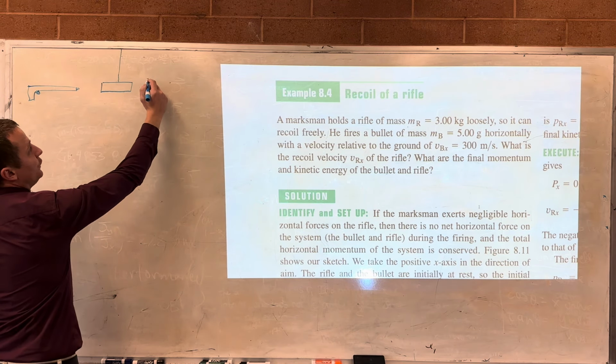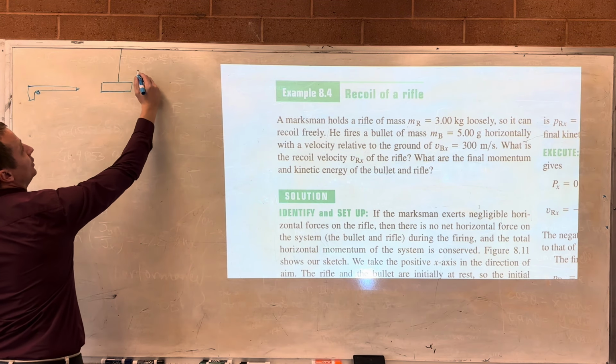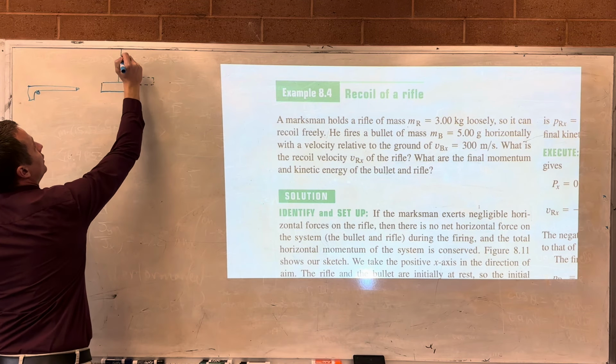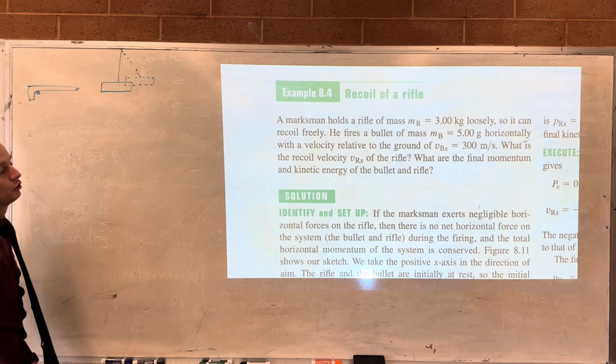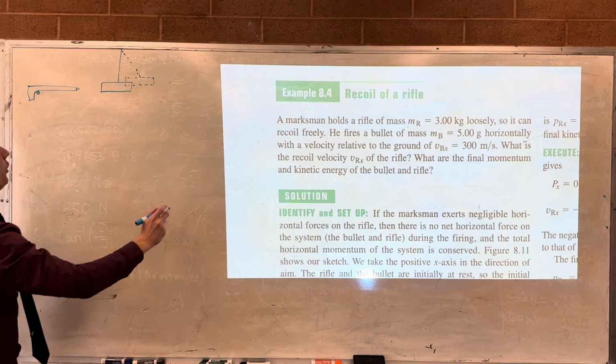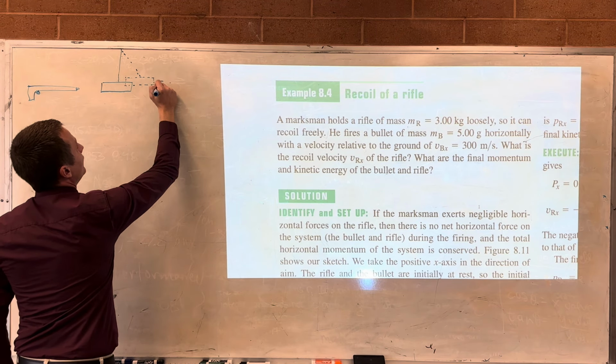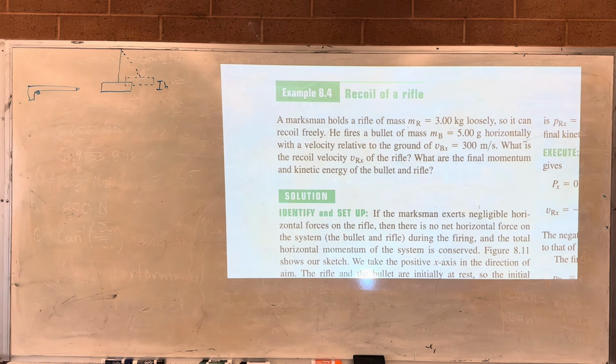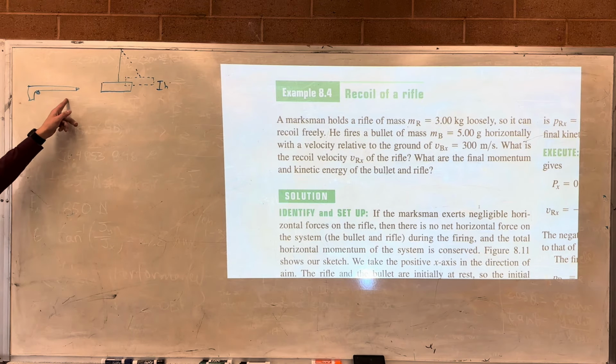Drawing into the future, here's where it is at some point in the future, like its future self. It's going to go up some distance, h. We're going to measure that height, and that's how we're going to determine how fast the bullet went. Let's do it. Kinematics. What we are looking for is the velocity of the bullet.